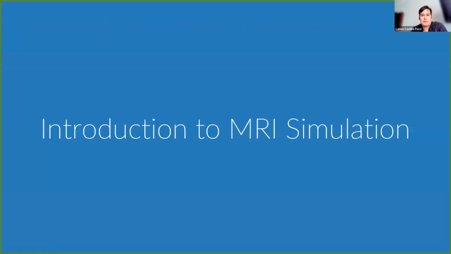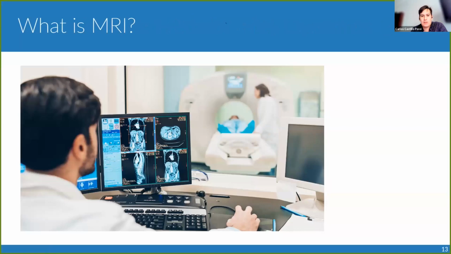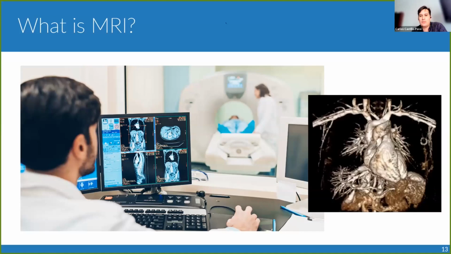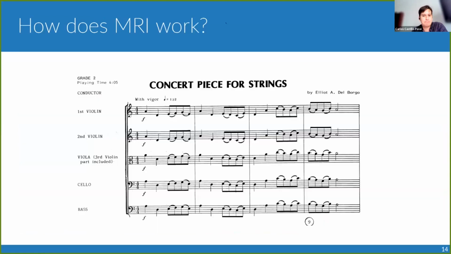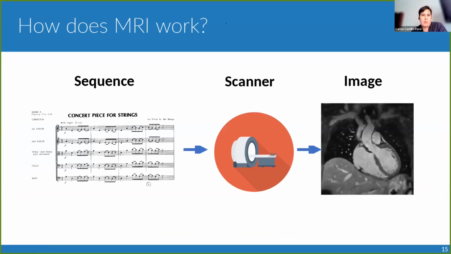Okay, so now for the MRI simulation part. I don't need to go into what MRI is, but just a quick reminder that it's basically an imaging technique that can show you inside the body. For example, here I have a very good image of the heart. And how does it work? For this part, I want to make an analogy with a concert where you have a lot of instruments that are playing at the same time, and you have instructions for all of them. And MRI is kind of like that, but the instruments are not trumpets. There are gradients and electronic components that can control the magnetic fields, and you generate an image.